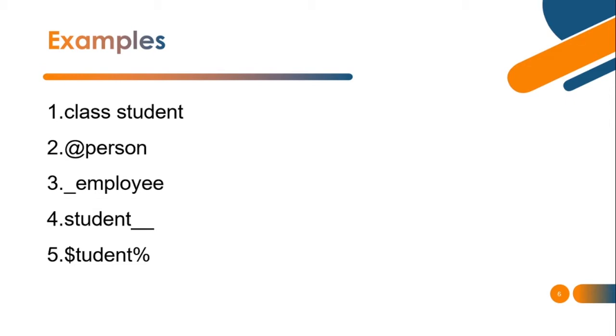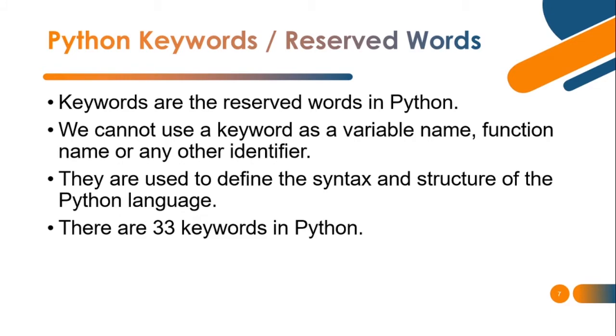So let's proceed to Python keywords or reserved words. Keywords are the reserved words in Python. We cannot use a keyword as a variable name, function name, or any other identifier. They are used to define the syntax and structure of the Python language. Currently there are 33 keywords in Python.